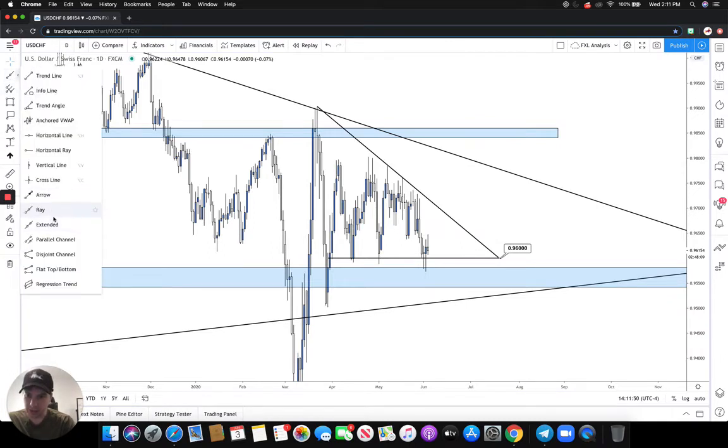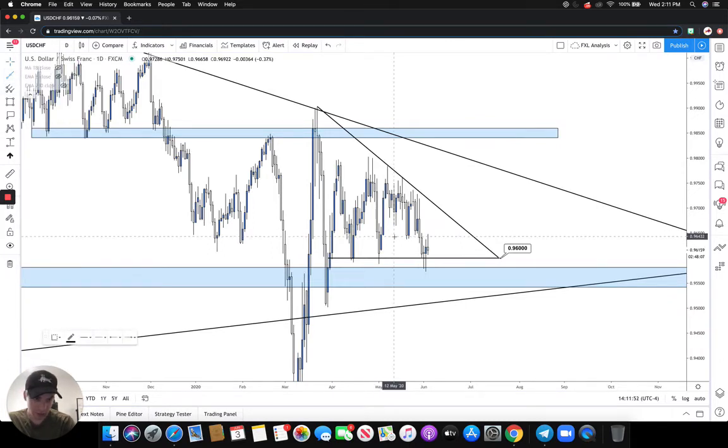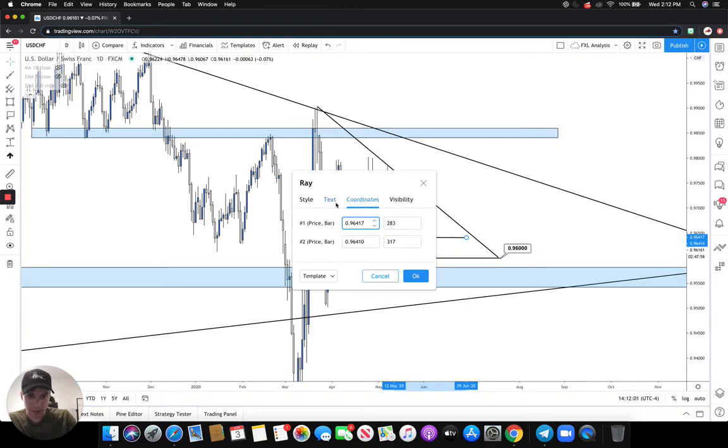There is a lower time frame zone right here. Lower time frame break of structure. Looking like, where is it? Pretty much just right here. I'm going to go ahead and put this blue line in. Call it 110.